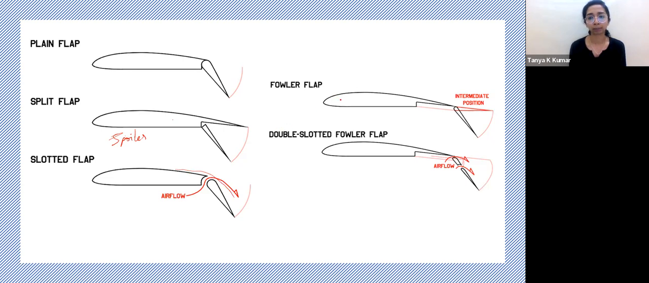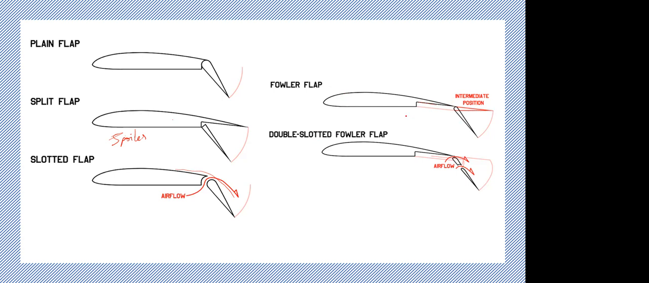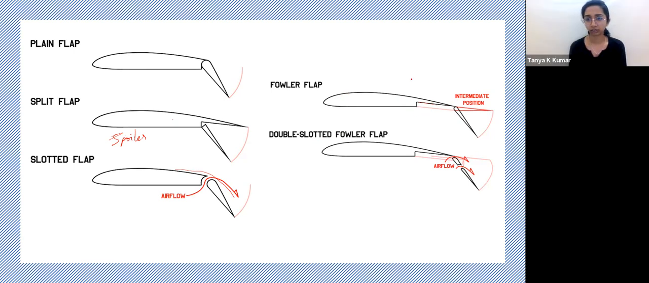Then you have the Fowler flap. What happens here is that this is the intermediate position. So it first increases the chord and then it is bent downwards. So it increases the camber. What is the benefit of this as opposed to the slotted flap or the split flap or any other configuration? It increases CL further, more than any other. Yes, CL further. In this case, the chord is also increased, and the camber is also increased.